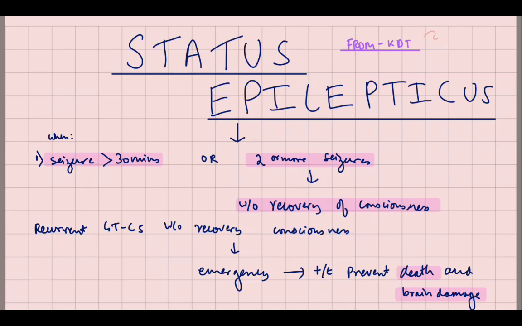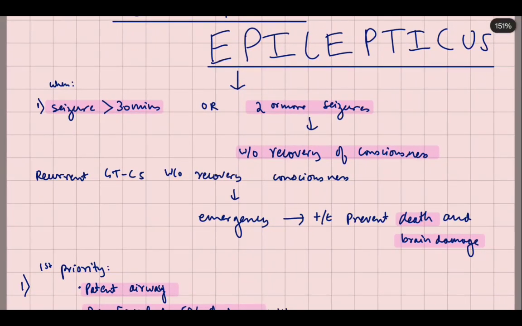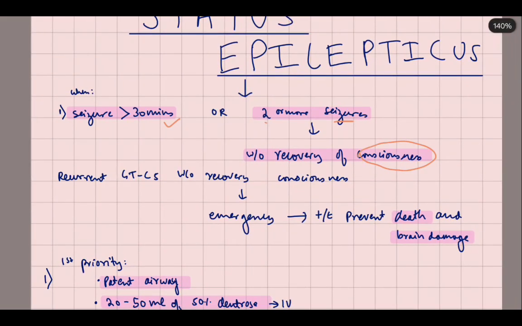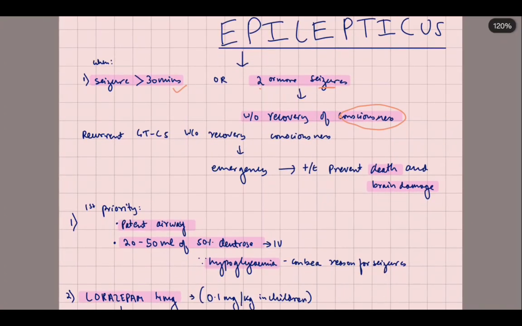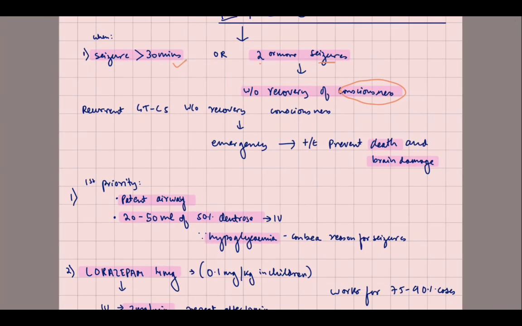Most of the information in this video is from KDT, and it's good enough for your exams, for viva and for theory papers. So what is status epilepticus? It is when a seizure lasts for more than 30 minutes or there have been 2 or more seizures without recovery of consciousness. Then we classify the condition as status epilepticus. When there are recurrent generalized tonic-clonic seizures without recovery of consciousness, we classify it as an emergency, and we have to treat this to prevent death and brain damage.